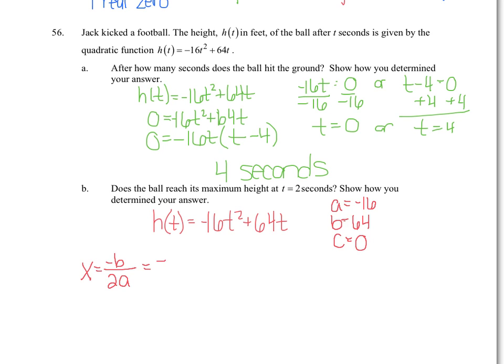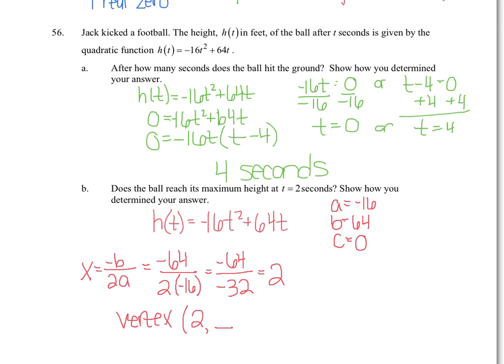Negative b, that's going to be negative 64 divided by 2 times a, which is negative 16. So this is going to be negative 64 divided by 2 times negative 16, which is negative 32, and this divides to give you 2. So my vertex is going to be at 2 something. We don't actually need to find out what that height is because all the question is asking is, does the ball reach its maximum height at t equals 2 seconds? Well, the vertex will give you the maximum height, and that is at 2 seconds, so the answer would be yes, it reaches its maximum height at 2 seconds.